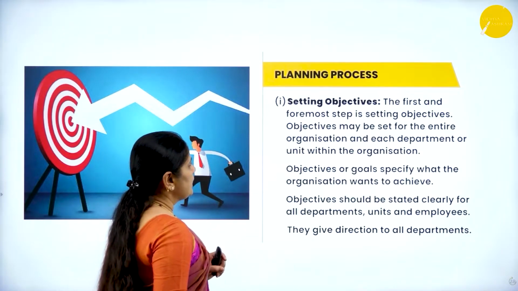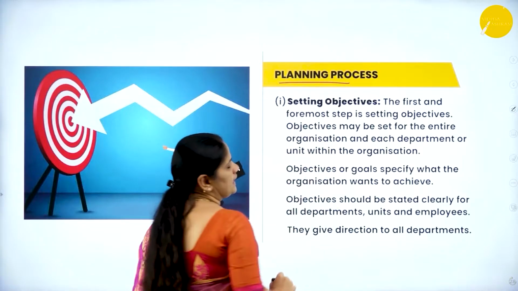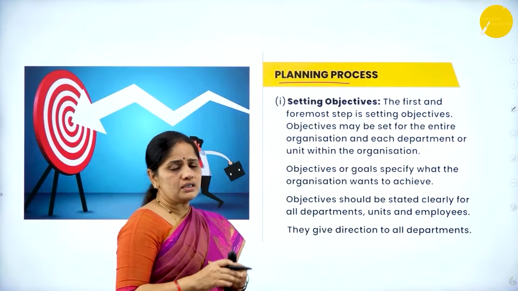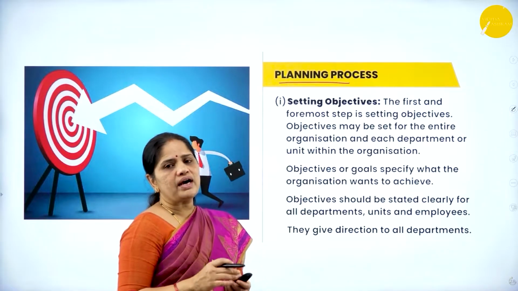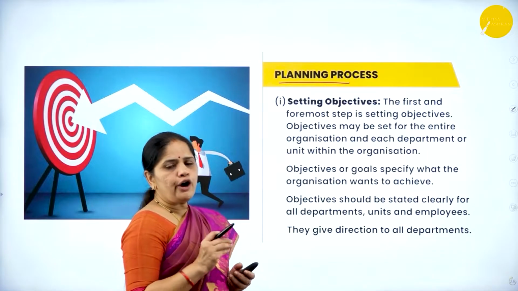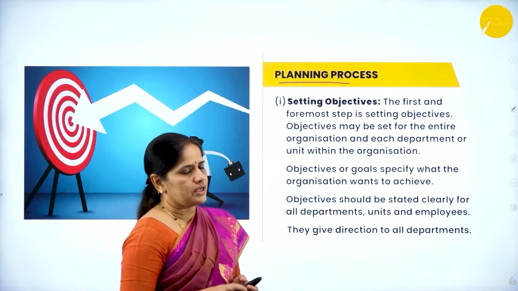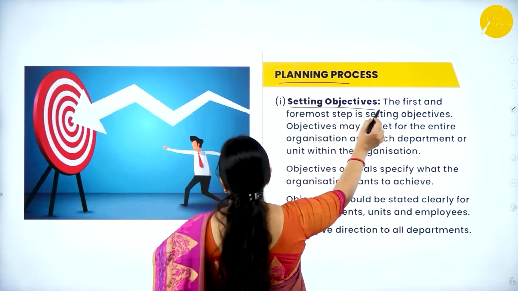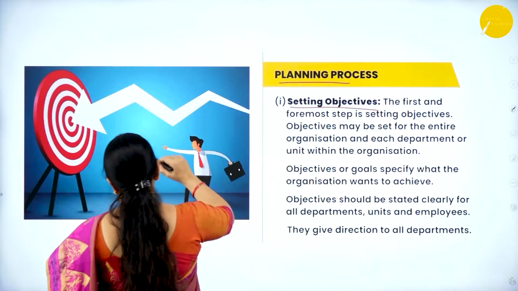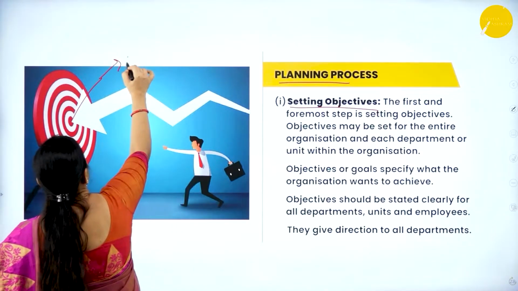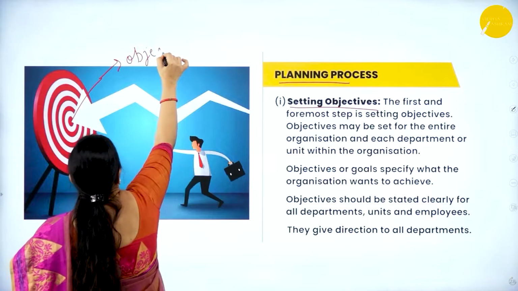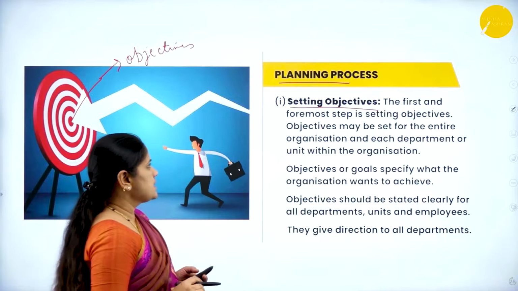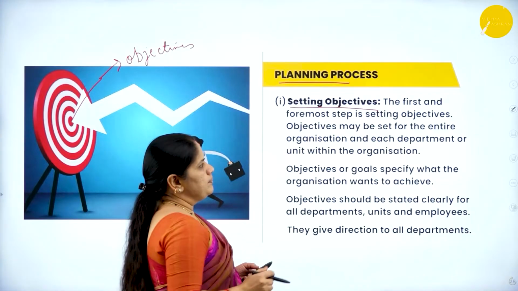Now, we all know that planning is important for any business, but whether planning ensures success or not, that is different. But we have to have a plan to attain the objectives of the organization. Now, when you are planning, the first step is setting the objectives. So, what is the objective? So, we should first decide what are the objectives of the business. So, this becomes very, very important.